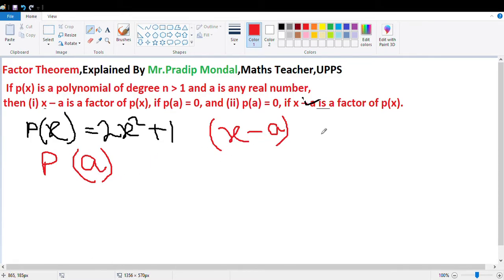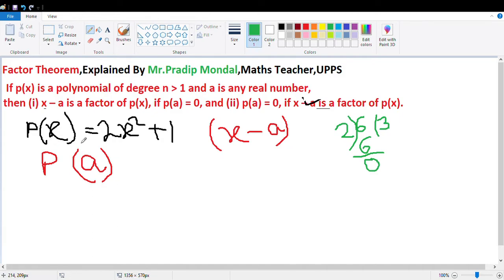Now one very simple example I want to give you: when 6 is divided by 2, 2 threes are 6, there is no remainder, the remainder is 0, so we can say that 2 is a factor of 6. Why? Because the remainder is 0. So now you compare this one.